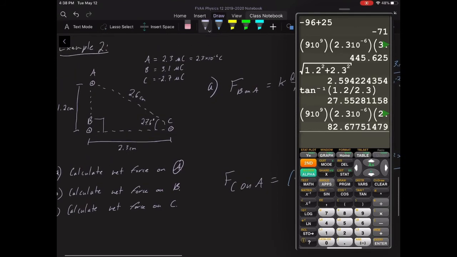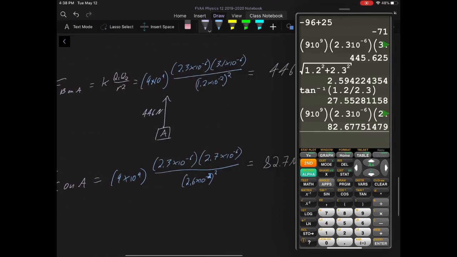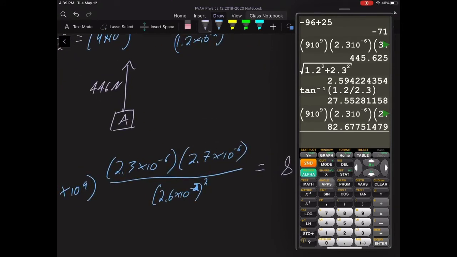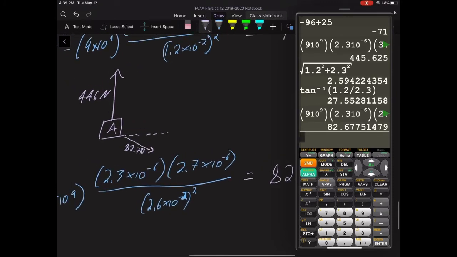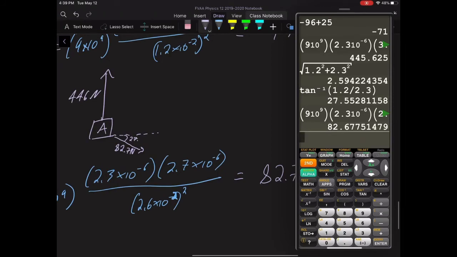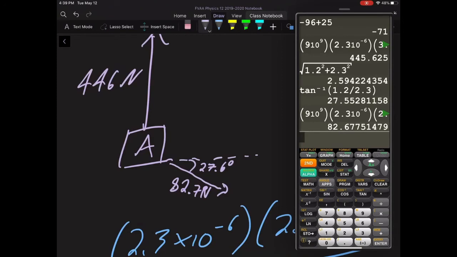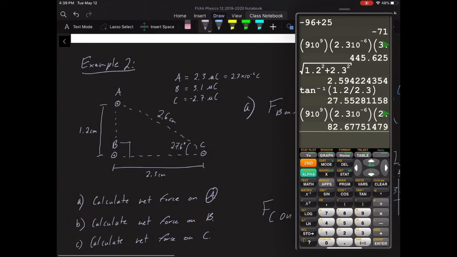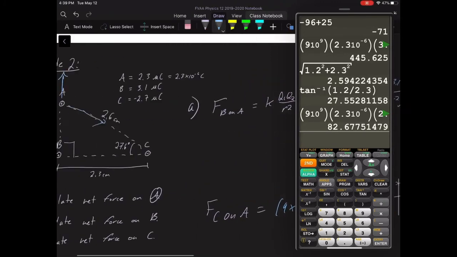Now here, because it's an attraction force on particle A, that vector is drawn like this. Okay? This is 82.7 newtons, at an angle of 27.6 degrees. Okay? You can kind of see that angle and this angle should be the same. All right? So that is the direction of that force, because I know that C is attracting particle A towards it. Okay, but B is pushing particle A away from it. So that's how we get the direction of those vectors.